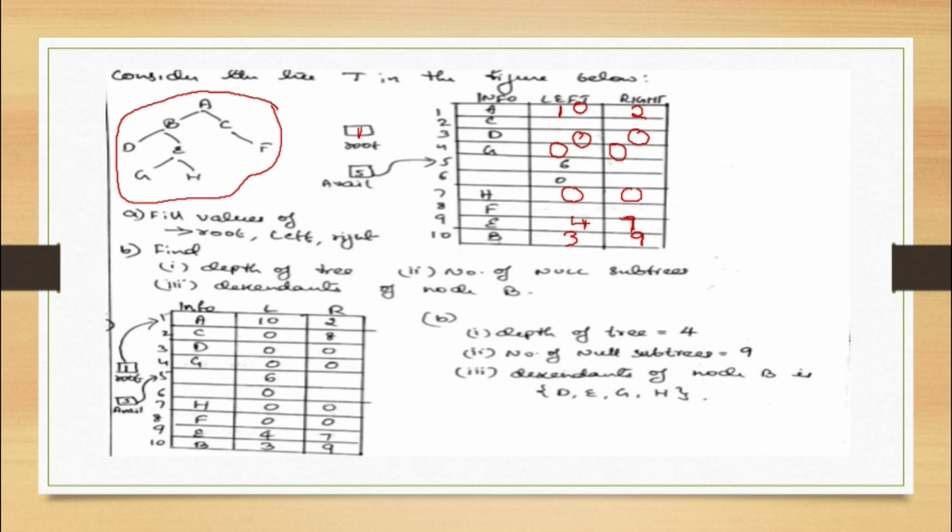And next, coming to A's right we have C. It doesn't have a left child, so you can put a 0, and it has a right child F, which is in location 8. If you go to the 8th location, you have F, which doesn't have a left and right child, so you can put it as 0.